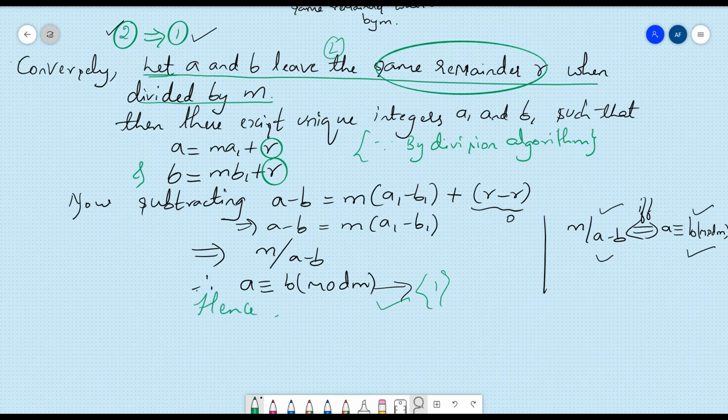Hence the theorem is proved. I can write it in this way.